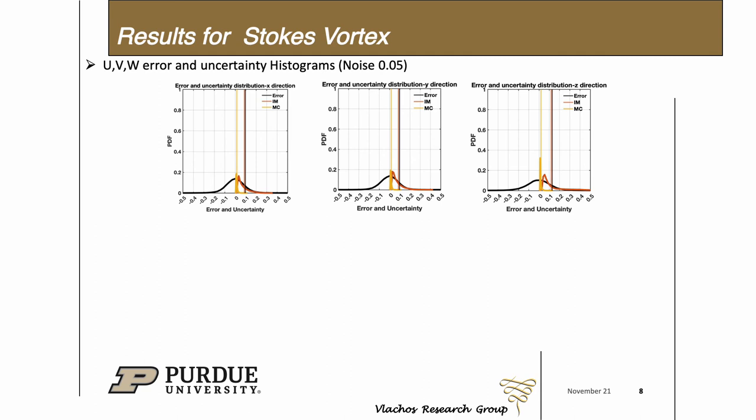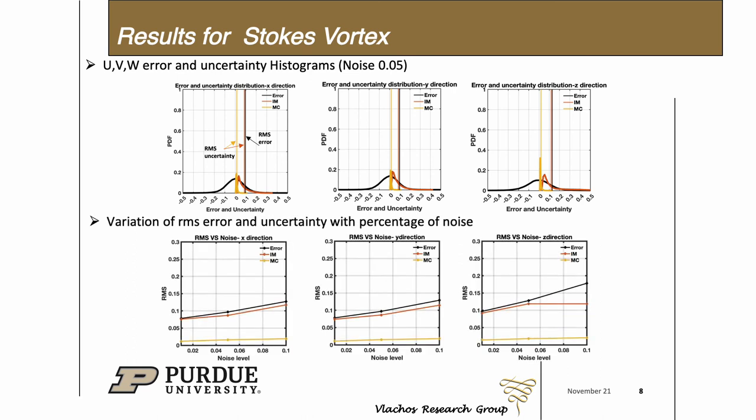It has been established that with a reliable uncertainty method, the RMS of the error and uncertainty should be very close. Here you can see the results for the case with 5%. The black line is the PDF of the error, the orange is the PDF of the IM, and the yellow is the PDF of the MC uncertainty, and these 3 plots correspond to the X, Y, and Z directions. The vertical line corresponds to the RMS of the error and uncertainties, and you can see the RMS of the IM is very close to the error, and MC is under-predicting.